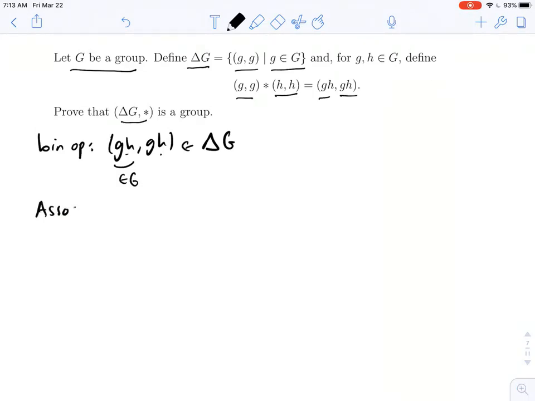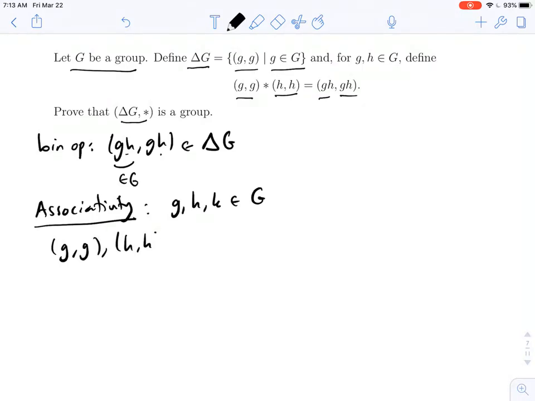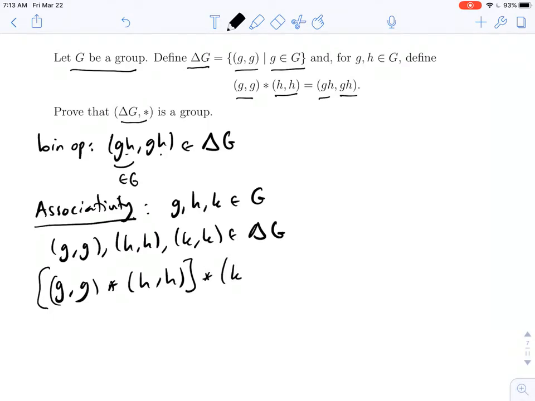How about associativity? I claim this associativity is going to follow from the associativity in G. So let's say I have some g, h, and k in my group, and that's going to give me three elements in this delta G: (g, g), (h, h), (k, k) all in delta G. And now I multiply. So I have (g, g) star (h, h). I'll do that first. And then I star that answer with (k, k).